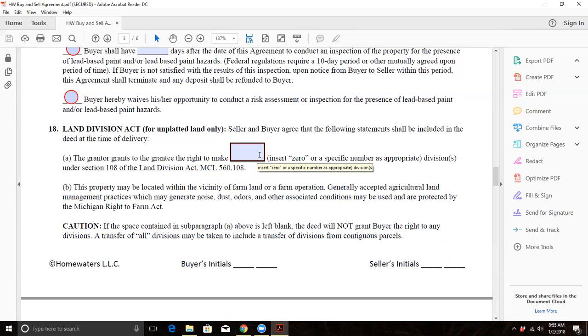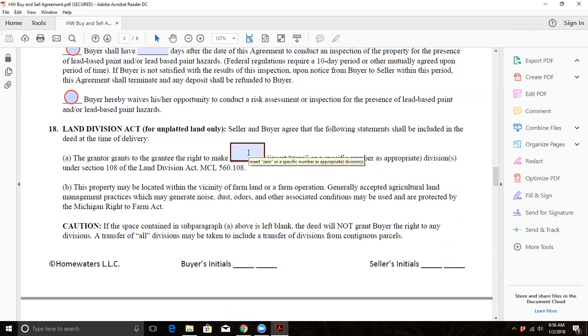On a 40-acre piece of land, there's 4 splits for the first 10 and 1 split for each of the additional 10 acres. So there's actually 7 land divisions available on a 40. If I put all in this and I sell that 10 acres and I give them all, it doesn't mean all that's available on the 10. It's saying I have 7 splits on my 40. I'm giving all 7 of those to you if I put all in here. So you want to put a very specific number.